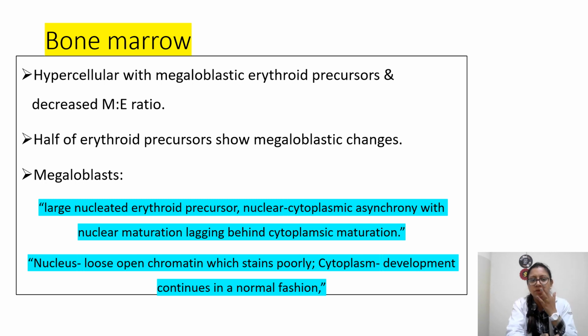Then the peripheral smear is done. Then we come to the bone marrow. Bone marrow in megaloblastic anemia is very characteristic. This is a hypercellular marrow.